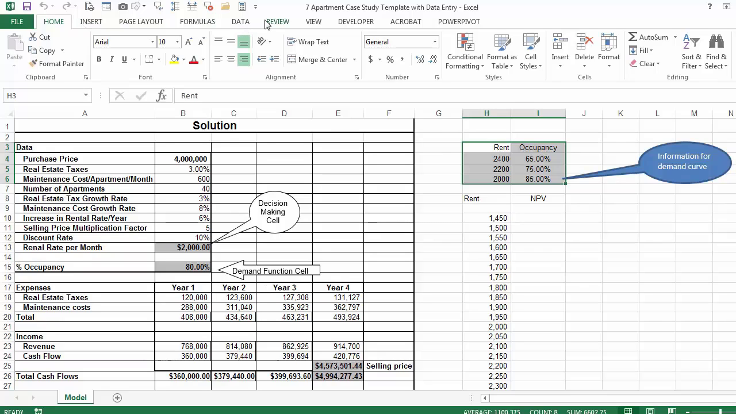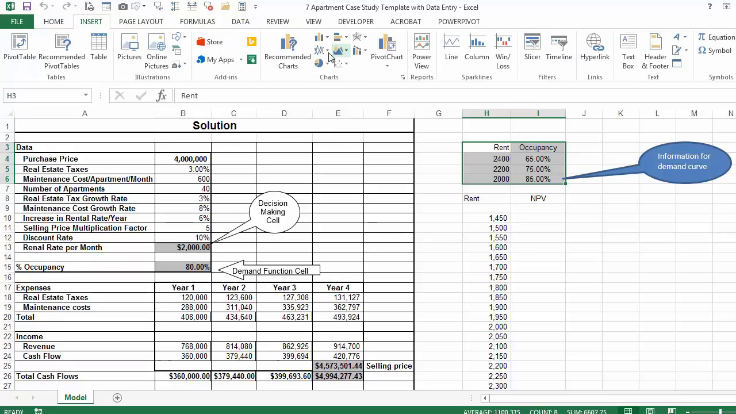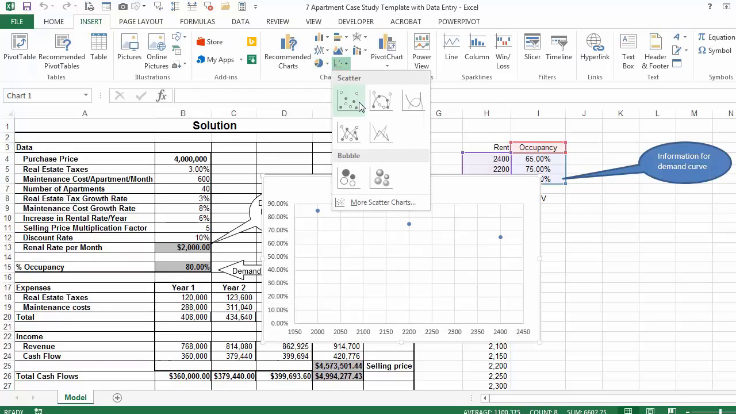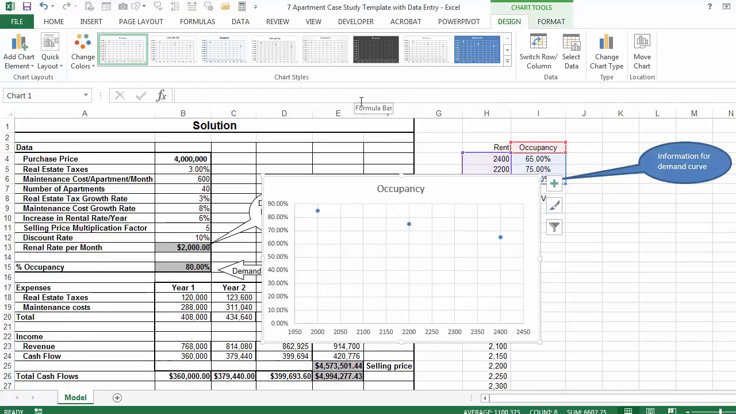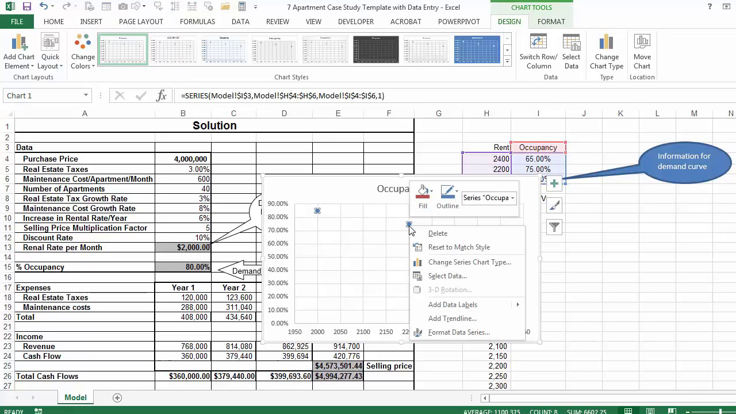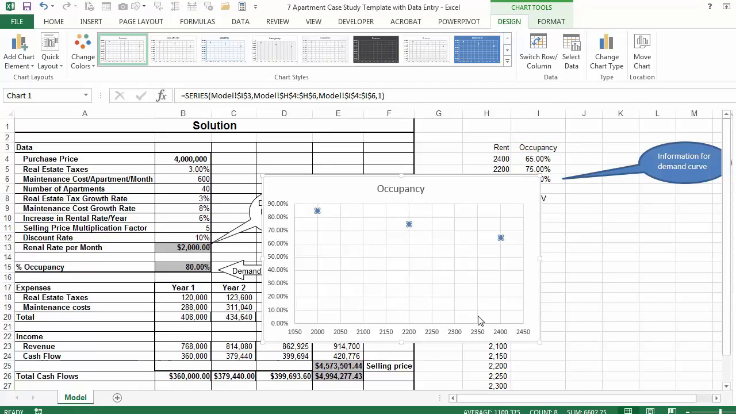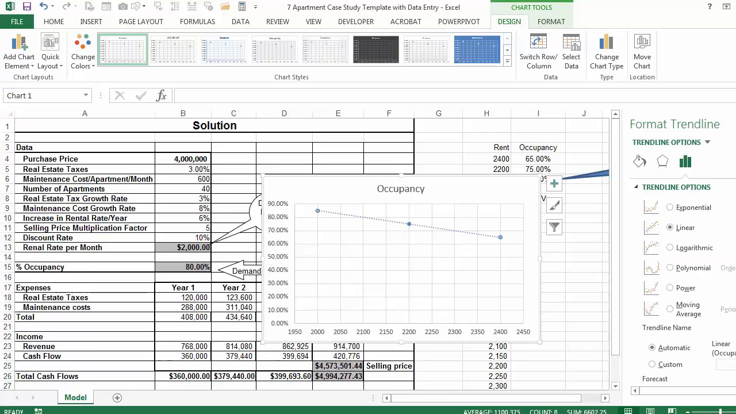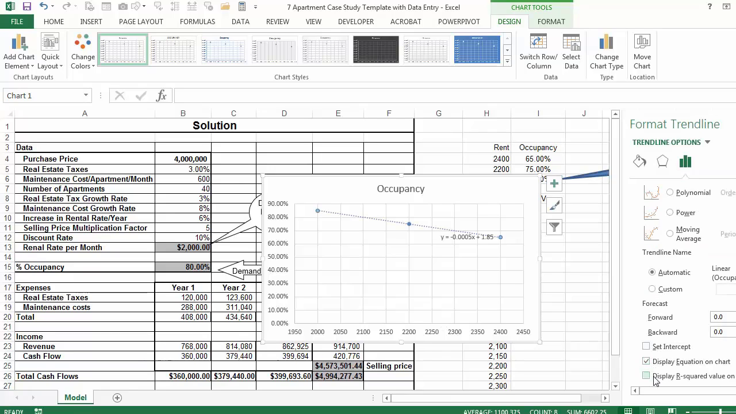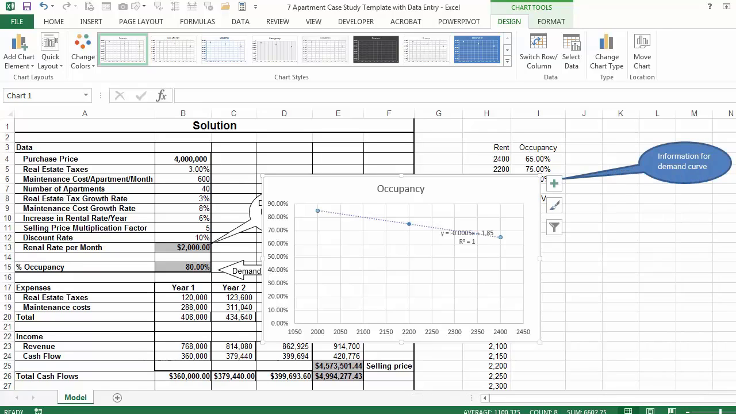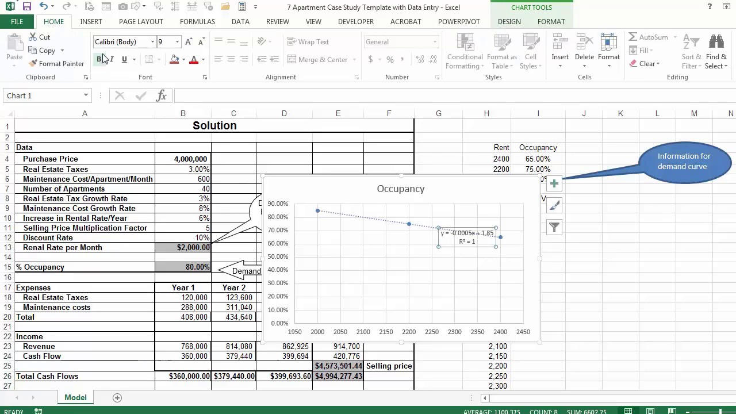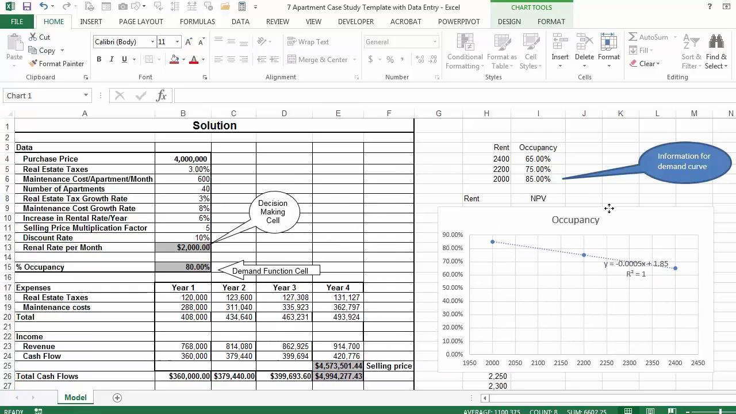So we can create a chart to get the relationship between the rent and the occupancy. If we insert a scatter chart, we are going to get the relationship. If we right click, add a trend line and ask for the last two things, we are going to get the equation and R squared. R squared is the coefficient of determination. Because it's a straight line, it's going to be a 1, which is wonderful. And now we know the relationship between the rental price and the occupancy. This is the demand curve.